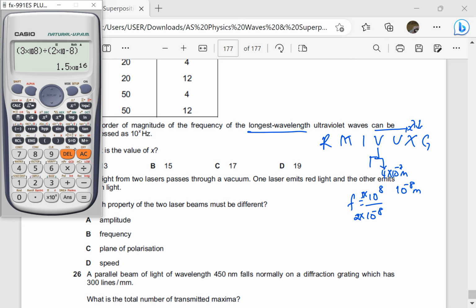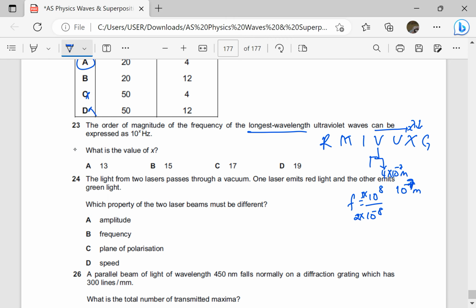They said the longest wavelength ultraviolet. The longest must be closer to violet, so I can say power negative 7 approximately. It can be 1 times 10 power negative 7 or 2 times 10 power negative 7, because the smallest value in the visible range is 4 times 10 power negative 7. So anything less than 4 can be ultraviolet.